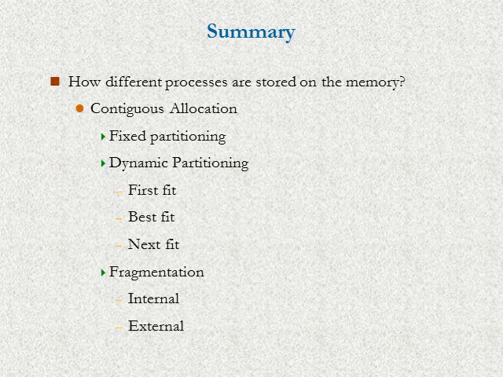All right, students, so that is all for today. In today's lecture, we discussed how different processes can be stored on the main memory. Under this, we discussed a method which is contiguous allocation. In contiguous allocation, we discussed fixed and dynamic partitioning. And we saw what internal fragmentation and external fragmentation are in case of fixed and dynamic partitioning respectively. In the next lecture, we will discuss a method of non-contiguous allocation, that is paging.